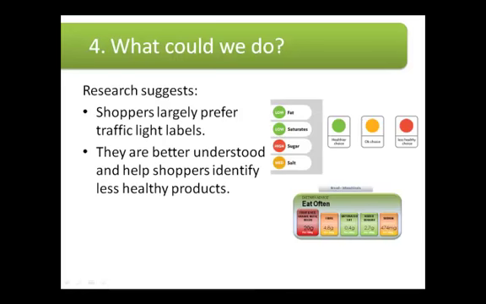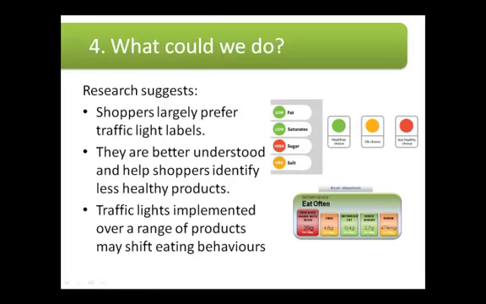It also shows that traffic light labels are better understood across all ethnic and income groups and better at helping shoppers to identify less healthy products. And finally, the evidence, although limited, is emerging that a traffic light based system implemented over a range of products may result in a shift to healthier diets over time.